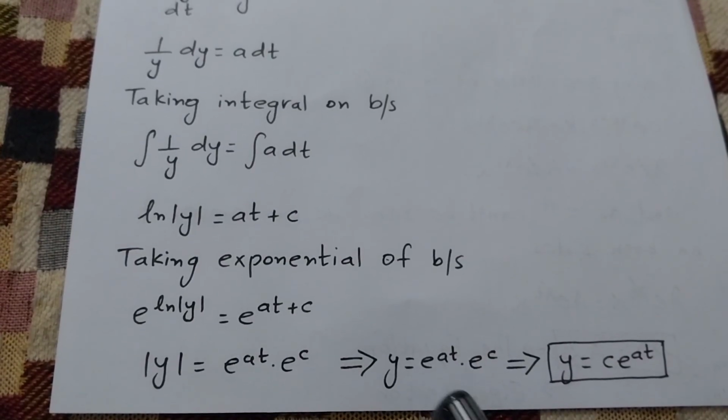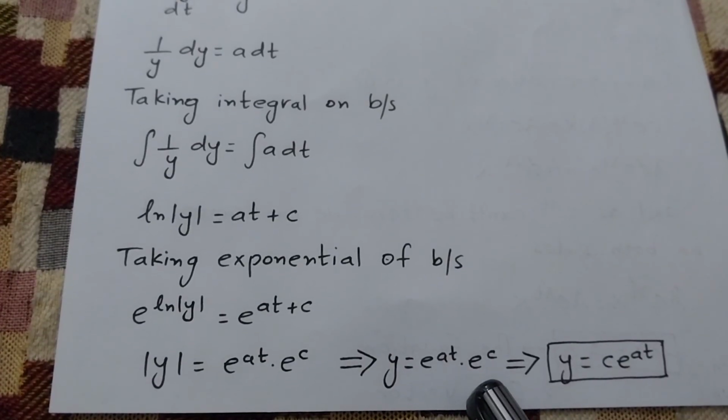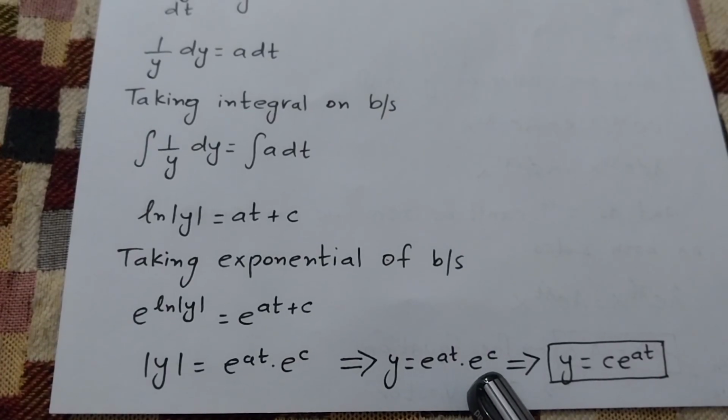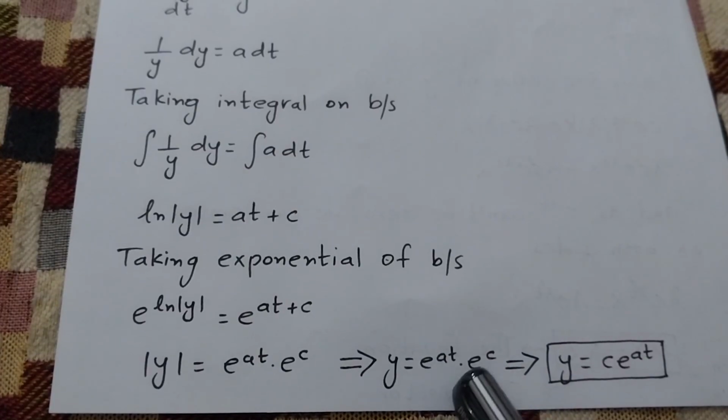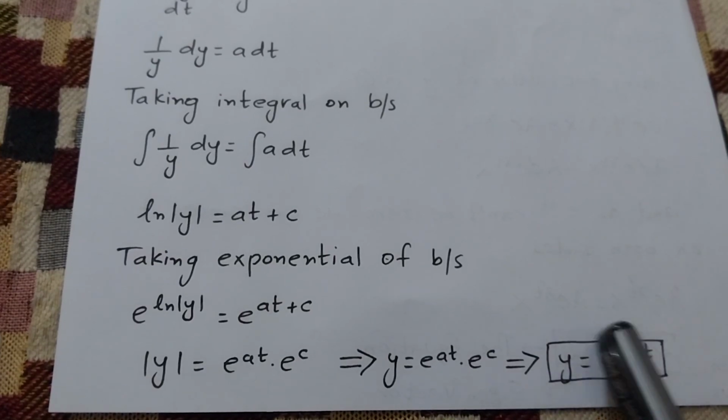So y will be positive. We can write y is equal to e raised to power at into e raised to power c, and e raised to power c is another constant. e is a constant, and a constant raised to some constant power is a constant. So this basically is a constant, e raised to power c, and a constant into e raised to power at will be the solution of our differential equation. y is equal to c into e raised to power at.